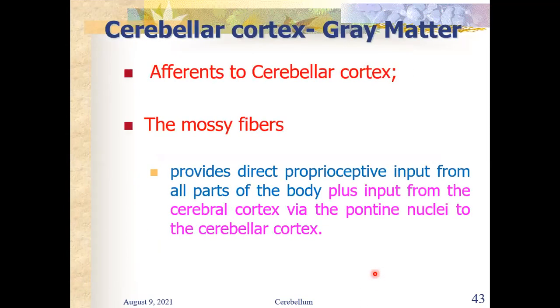We go to the mossy fibers. The mossy fibers provide direct proprioceptive inputs from all other parts of the body, plus inputs from the cerebral cortex. They come into the cerebellar cortex via the mossy fibers. So inputs coming in from the cerebral cortex, inputs coming in from the proprioceptive organs, they enter the cerebellar cortex via the pontine nuclei. So that is the route of the mossy fibers. Remember the type of inputs that they carry.